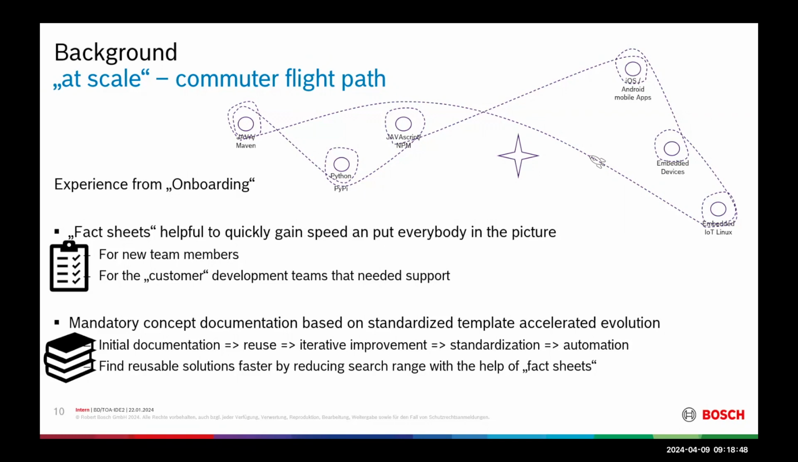And that ended up in iterative improvement, right? So that the next team said, okay, if we reuse, then we can also improve it. And these improvements we could then hand back to the other team that originated this concept. And finally, that evolution led to a kind of standardization. And based on that standardization, we can finally also automate all this stuff.